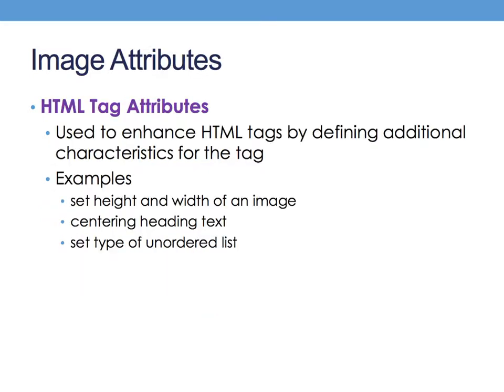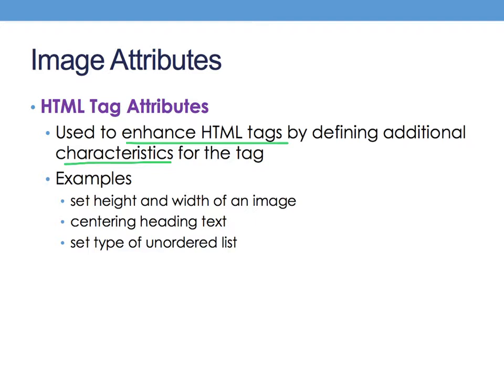Now, this word attribute to some of you may seem brand new, and we've actually talked about this a little bit. We did this when we added a type to our list, so that type attribute was how we gave HTML the instructions of what type of list we wanted to use. Tag attributes are used to enhance HTML tags. So essentially we give it additional characteristics, additional formatting instructions. Essentially, attributes are used to give your tags more detail.